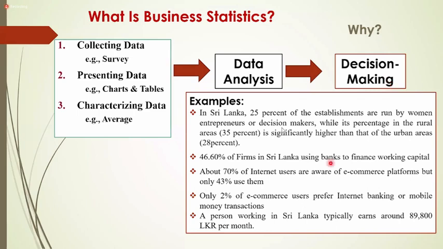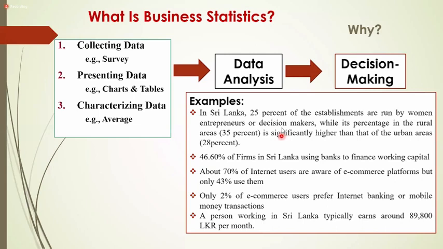Then these are some other examples. If you take the first example, in Sri Lanka, 25% of the establishments are run by women entrepreneurs or decision makers, while the percentage in the rural area, 35%, is significantly higher than that of the urban areas, 28%. Now this is a decision making. We made decisions regarding women entrepreneurs.